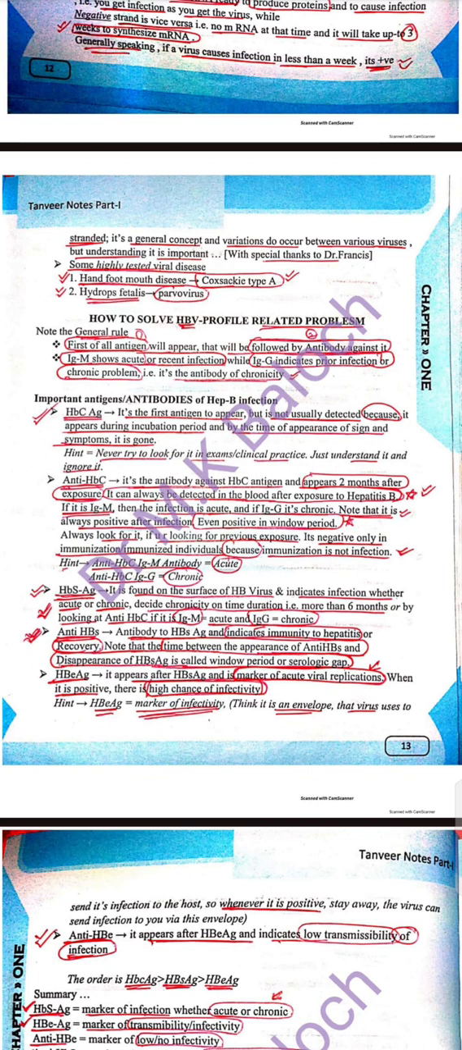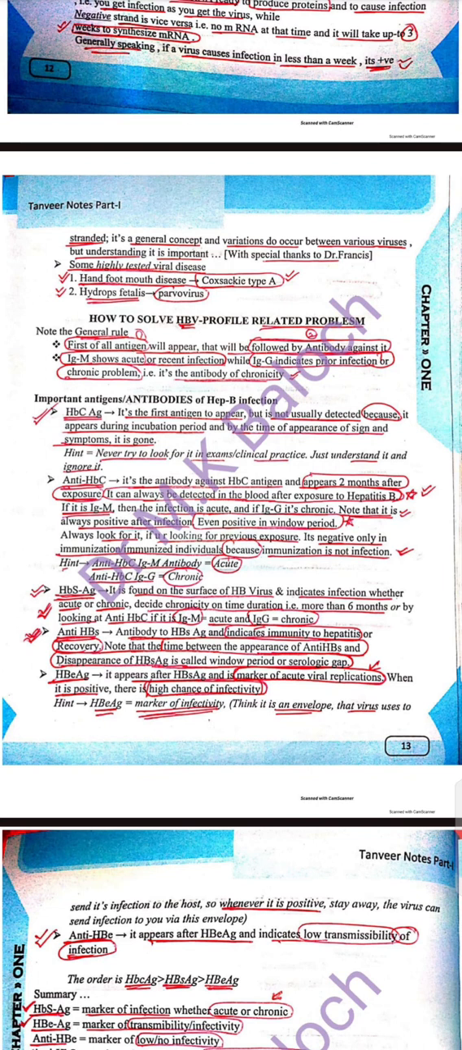So HBs antigen is for infection. Anti-HBs, which is the antibody against HBs antigen, indicates immunity to hepatitis or recovery. As HBs antigen is for infection, so इसकी antibody किसकी आएगी? Indicates immunity. अगर anti-HBs positive है, it means there is immunity or recovery.